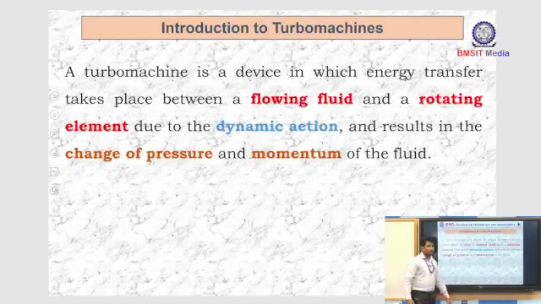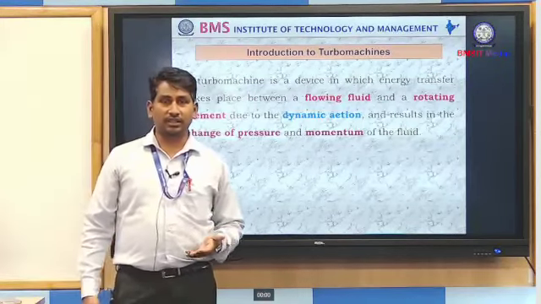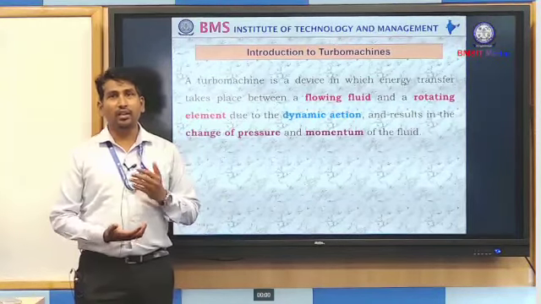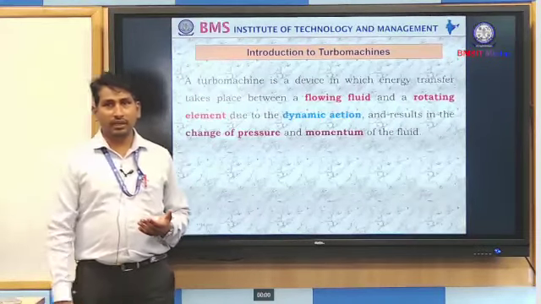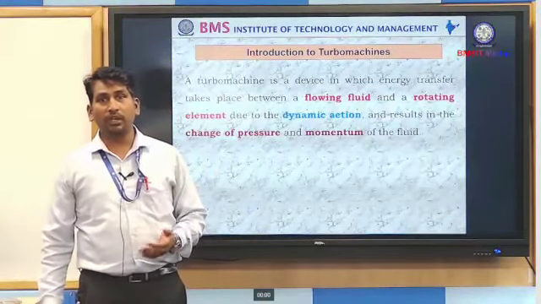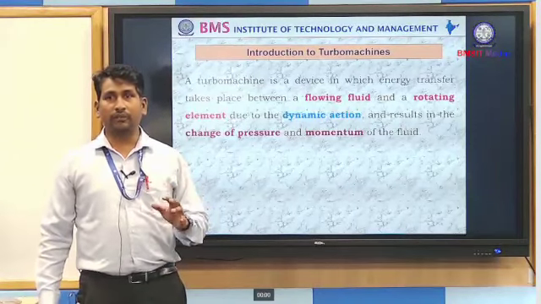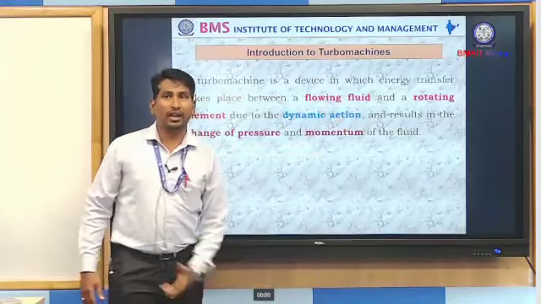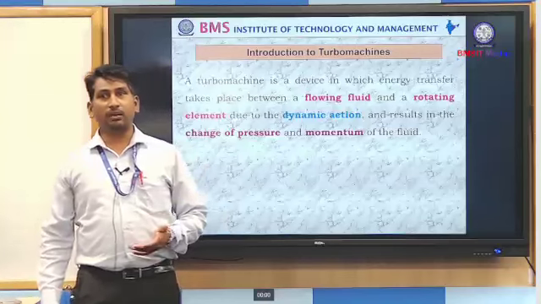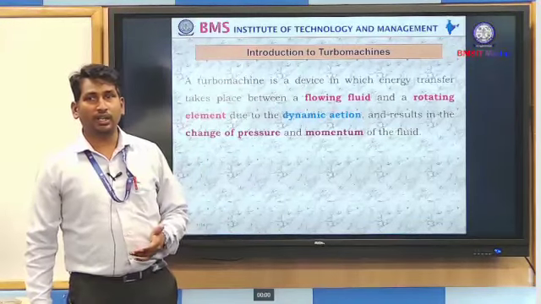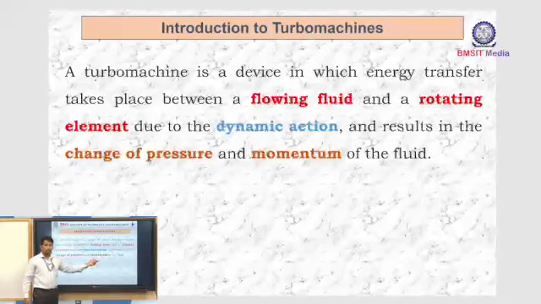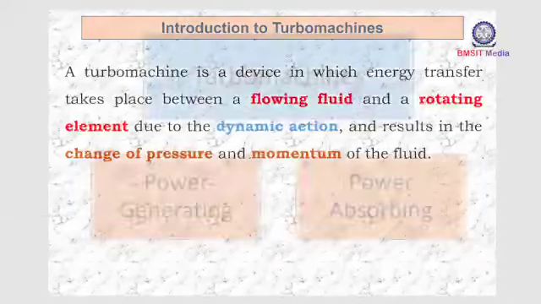Now come to the definition of turbo machine. A turbo machine is a device. In the previous slides, I told about the turbo machine in a short manner, but now we'll go in detail for the exam point of view. A turbo machine is a device in which energy transfer takes place between the flowing fluid and the rotating element due to the dynamic action and results in the change of pressure and momentum of the fluid. I'll concentrate here more because flowing fluid is a very important term in the turbo machine chapter. So the keywords I highlighted here are flowing fluid, rotating element, dynamic action, change of pressure and momentum. This is the definition of turbo machine.